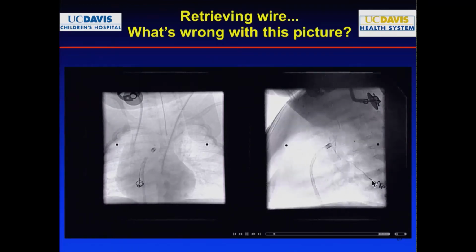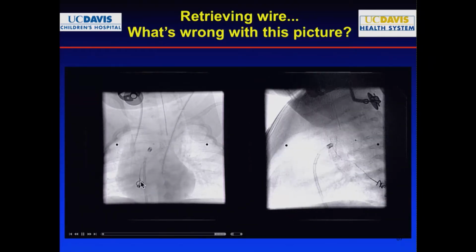This is the thickness of the wire. This is what is happening. We're pulling and pulling. It's coming out, but nothing is moving here. What happened? We ended up putting too much torque on the wire, so it's all stuck in the small vessel. So this whole part of the wire is stuck in the pulmonary.